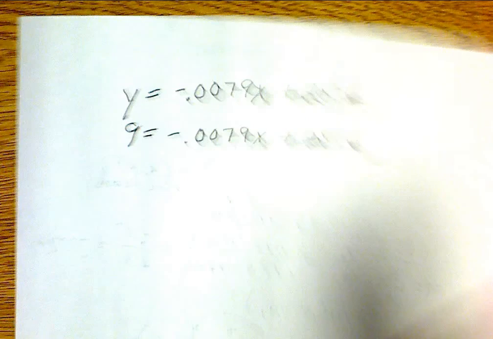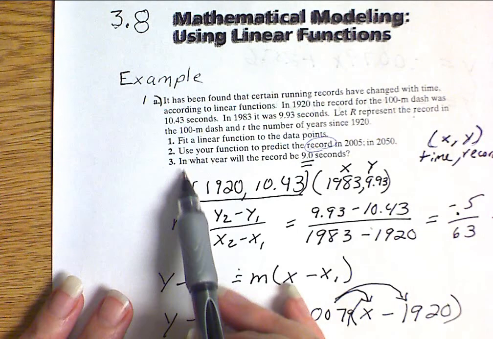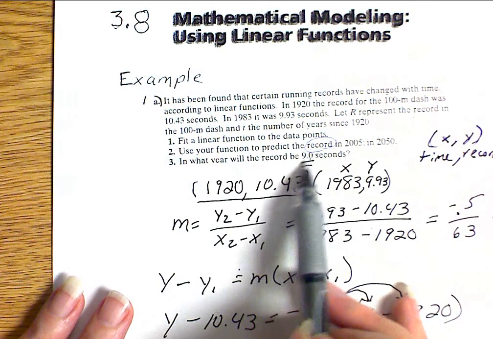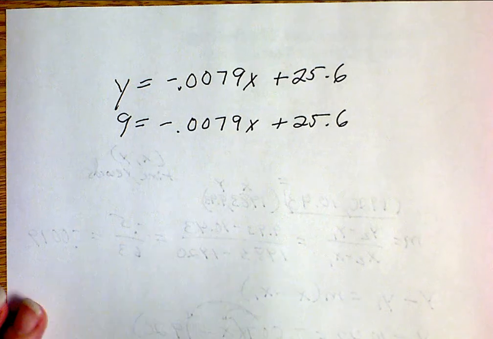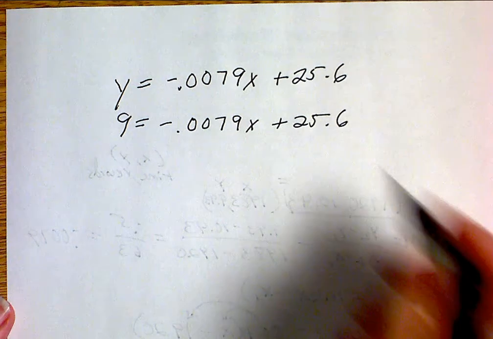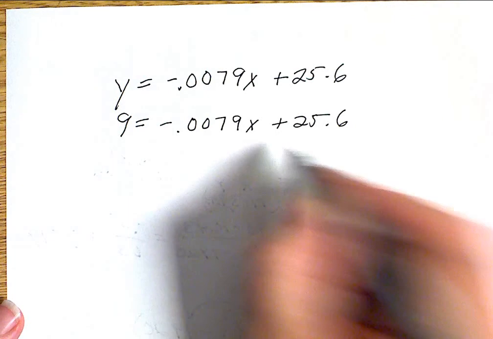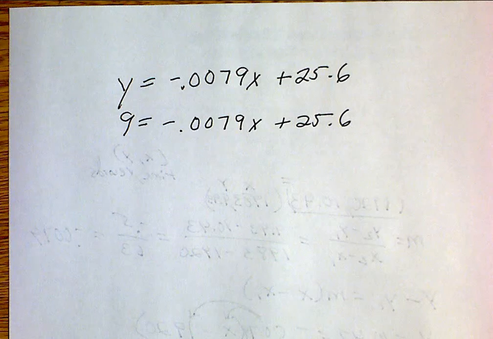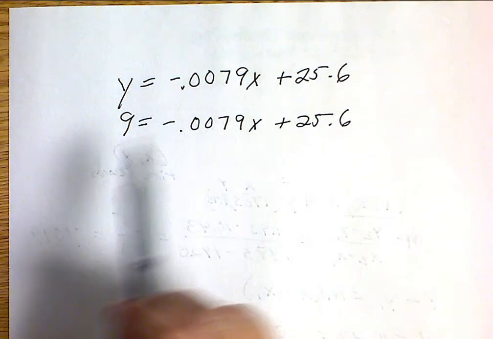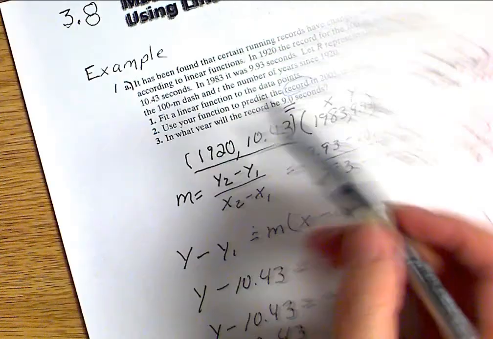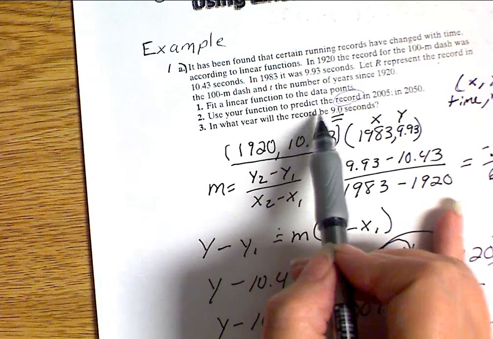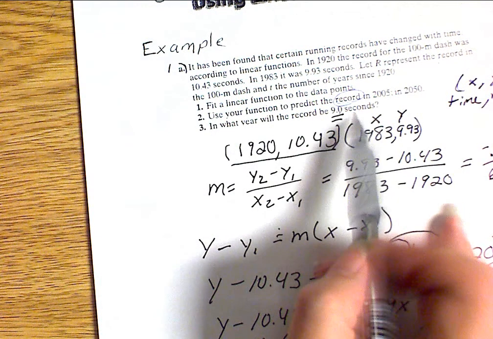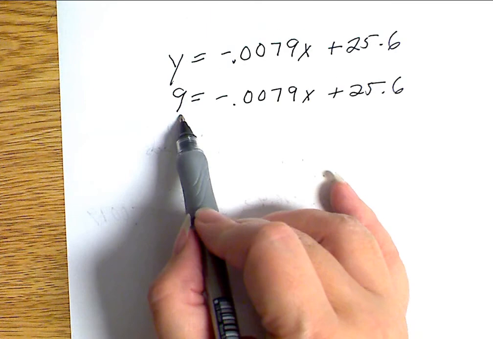It says right here, in what year will it be 9 seconds? So I'm putting the 9 seconds in for my y and solving for x. So I will then, oh, what's the question, Hannah? Because there's 3 steps here, I kind of stopped at 2, and then now it says, in what year will it be 9 seconds? Yeah. So then I have to put the 9 in for the y and solve for the x.